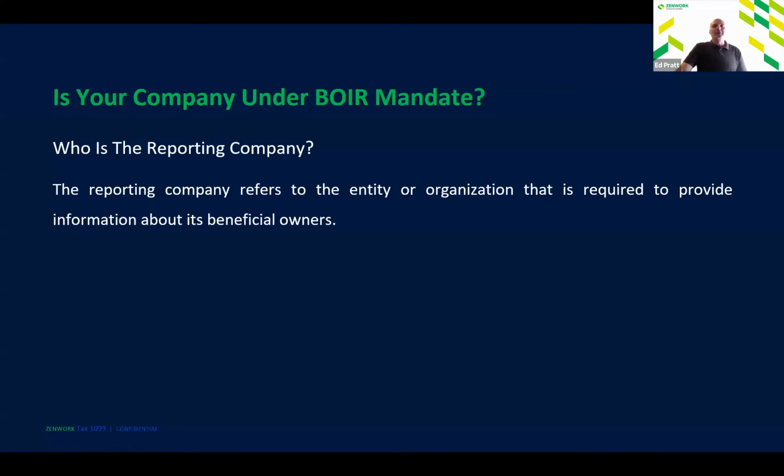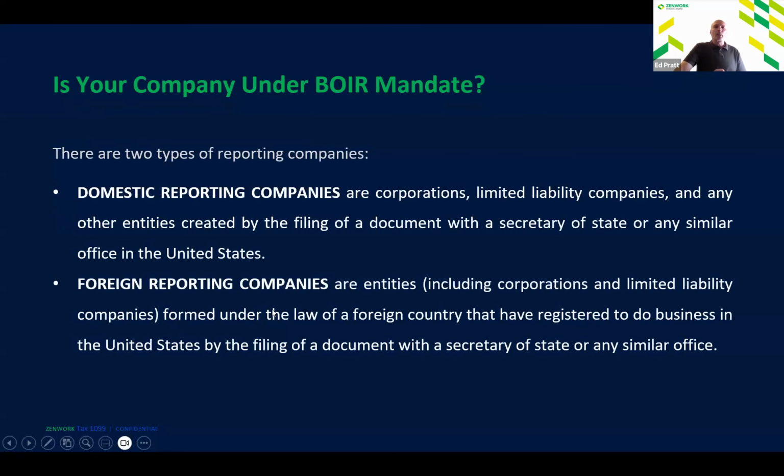owner information reporting. So the reporting company is simply the entity or the organization that has to give the information about its beneficial owners. So that could be any type of different entity structure that you'll see here in just a little bit. I'm going to focus on LLCs and maybe some S corps and things like that. But just know that there are some additional requirements that may fall in, and there are some exemptions as well. We'll look at a list of exemptions here as we go through the slides as well.